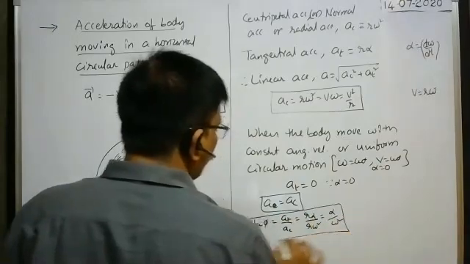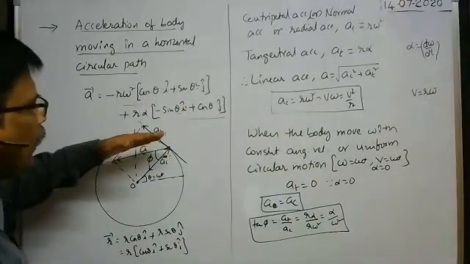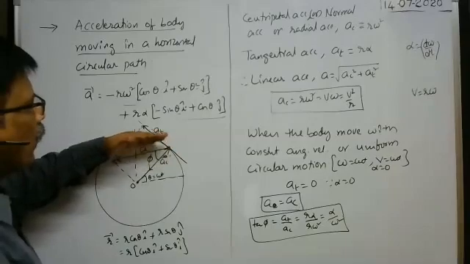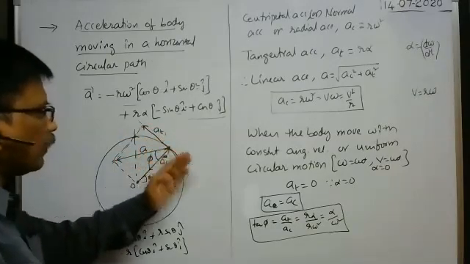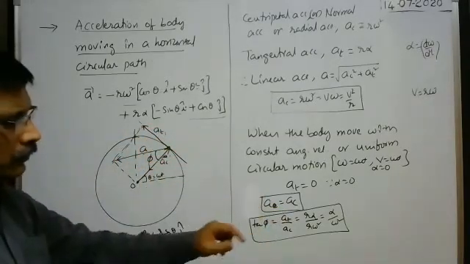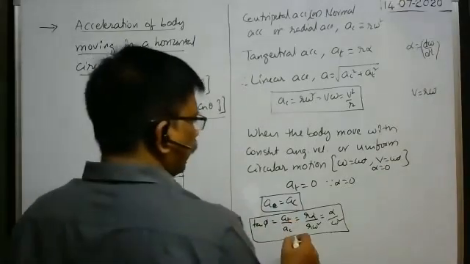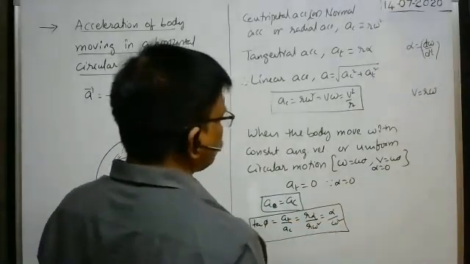So by using this formula, we get the angle made by the linear acceleration of the body moving along the circular path with the radius vector: tan phi is equal to a_T by a_C, or alpha by omega square, we can write.